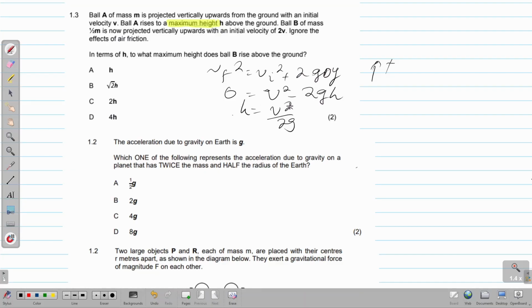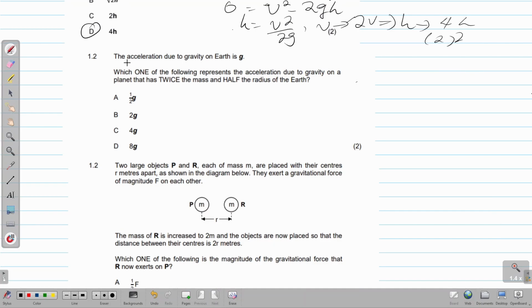Then we proceed as follows. The height is proportional to the square of the velocity. So if I double the velocity, then the height is going to be, what is double squared? 2 squared is going to be 4. So height is going to go to 4h there. This 4 is 2 squared. So the correct answer there is D.